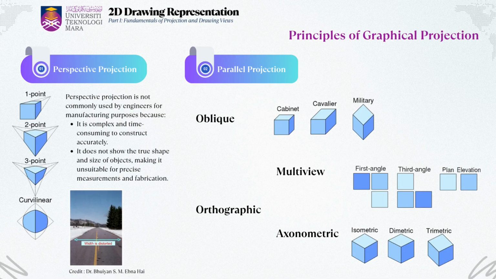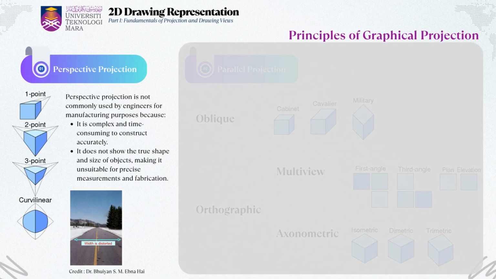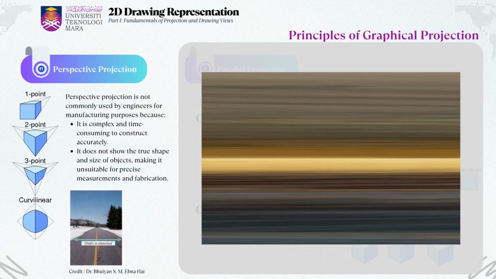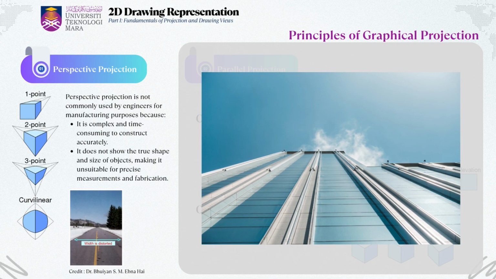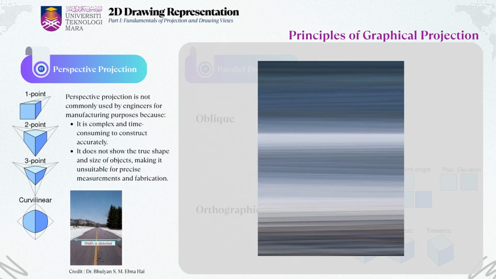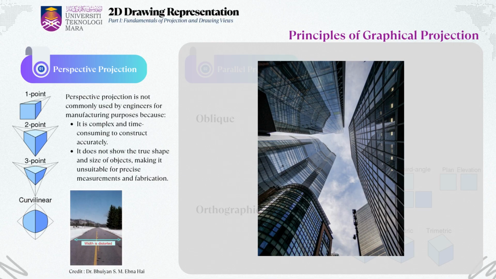Let's take a deeper look into what perspective and parallel projection really are. Let's begin with perspective projection, shown on the left side of the slide. Perspective projection is what we typically see in real life and photographs. It mimics how the human eye sees. Lines converge at one or more vanishing points, giving depth and realism. You can see examples like 1-point, 2-point, and 3-point perspective. Notice how the objects appear smaller as they go further away. This is what gives that realistic look.